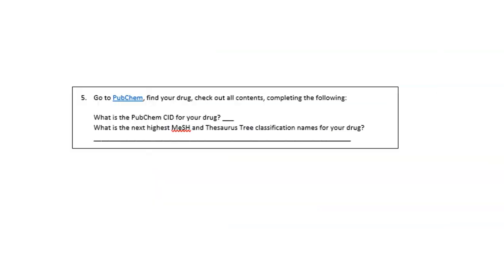Here's question 5. We go to PubChem, which is really neat. I want you to know what the CID is, it's like a CAS registry number but by PubChem. And I want you to look to see what it tells you about it and look at the MeSH tree for it.